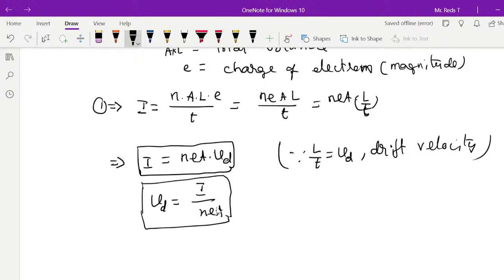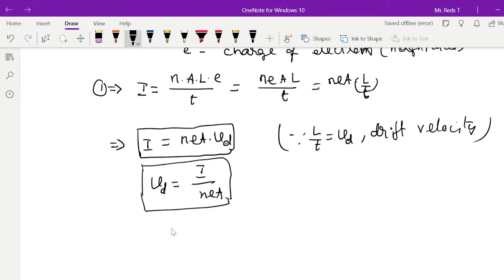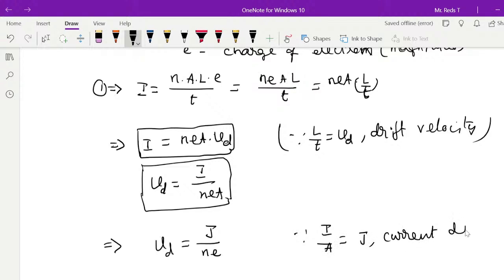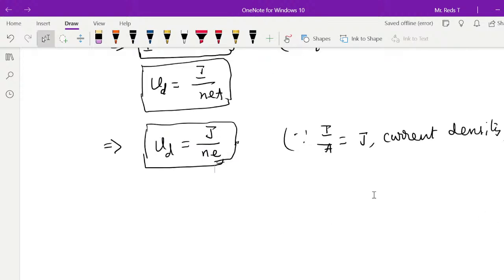If you are asked in terms of current density, then we can replace I by A with the current density. Here you can write V_D is equal to J by n e, because I by A, current per unit area, is nothing but J, that is current density. So you can replace this with the drift velocity. This is how you can get that.